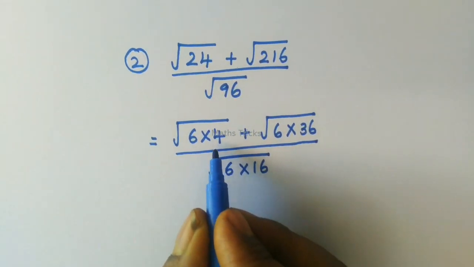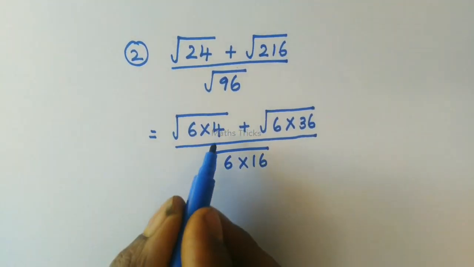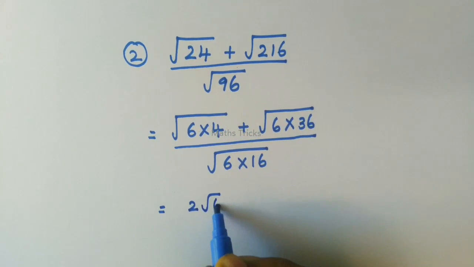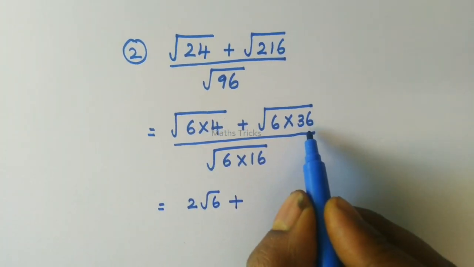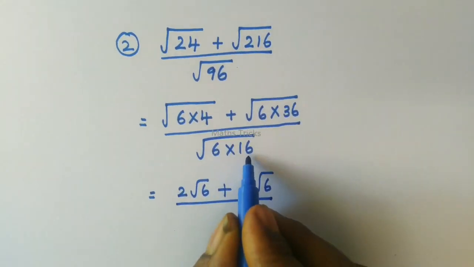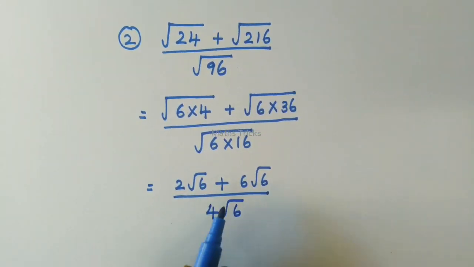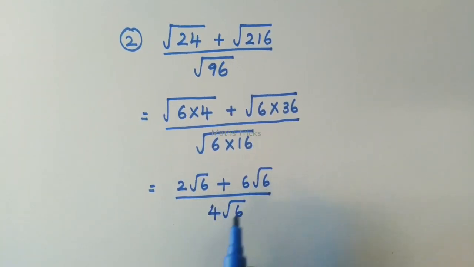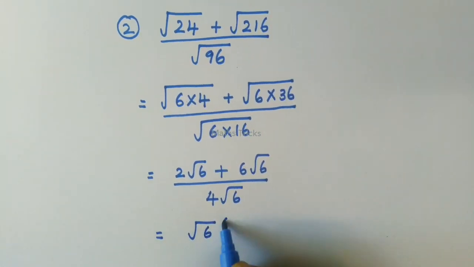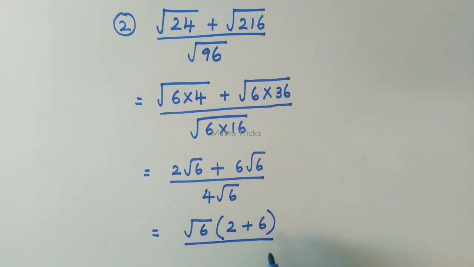The next step: 4 is a square, 36 is a square and 16 is a square, so we take the square root values. The square root of 4 is 2, so we write 2 root 6, plus the square root of 36 is 6, so 6 root 6, divided by the square root of 16, which is 4, so 4 root 6. Here also the same process: we take root 6 as a common value, so root 6 bracket 2 plus 6, divided by root 6 into 4.